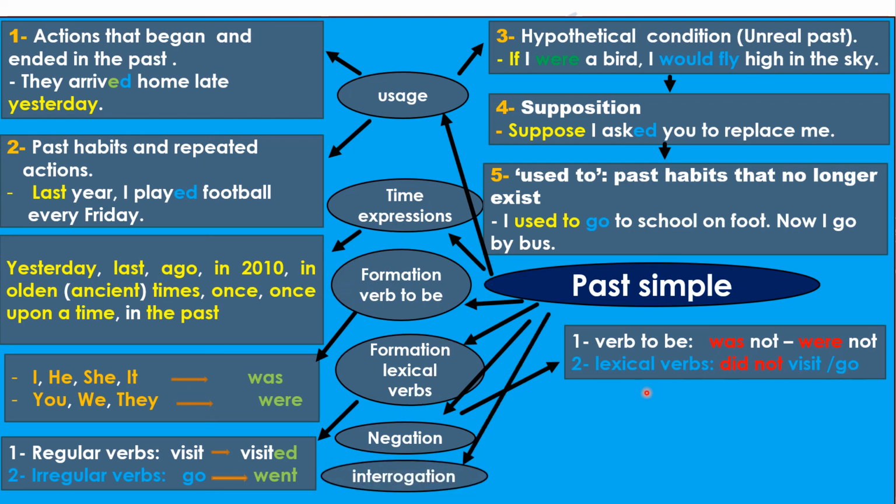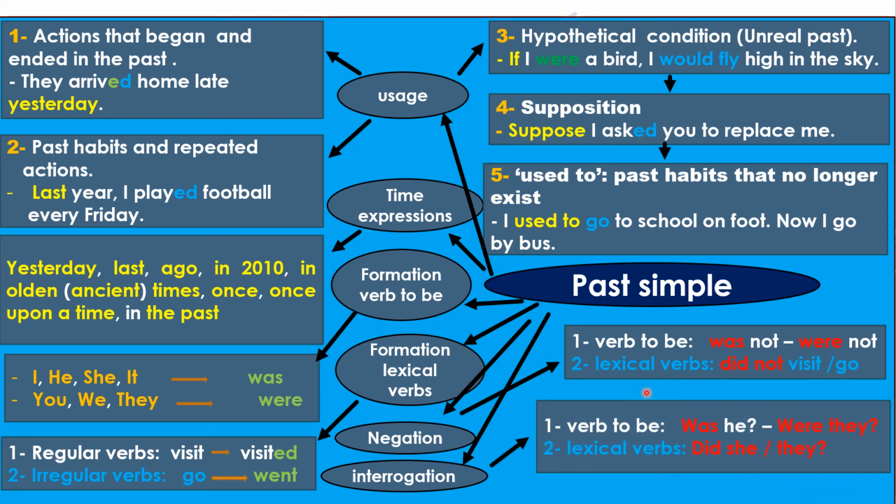Now let's talk about the interrogation. Verb to be: he was becomes was he. They were becomes were they. We have what we call the inversion. As for the lexical verbs, we use did. So we say did he, did they, did she, did Ahmed, and so on. So this diagram shows you everything we introduced in this video.